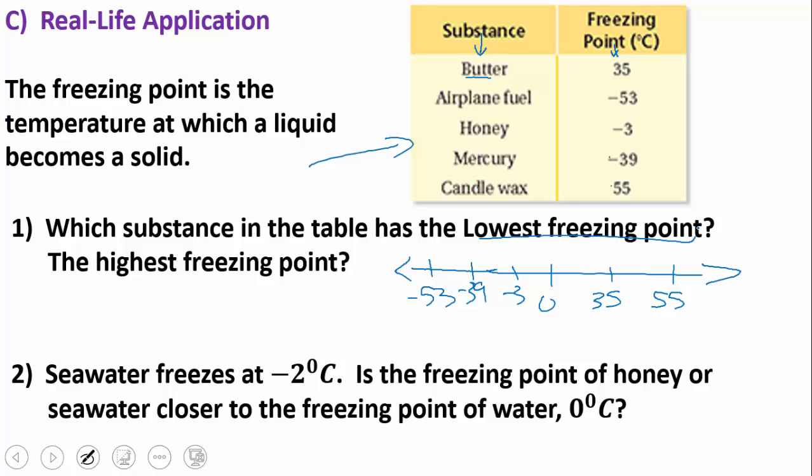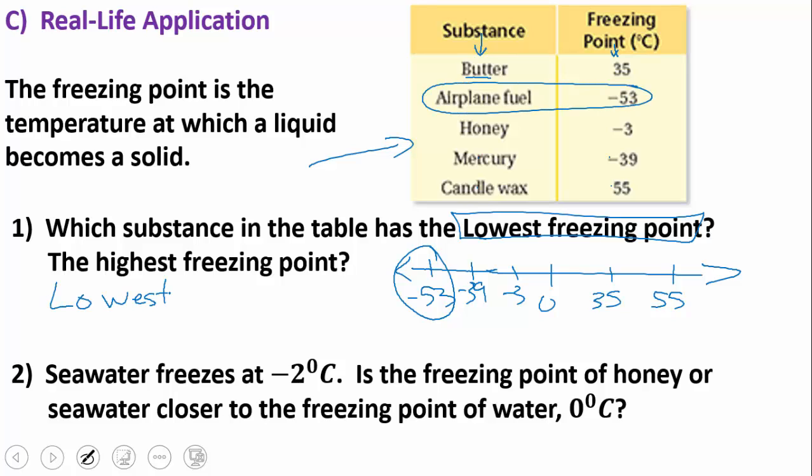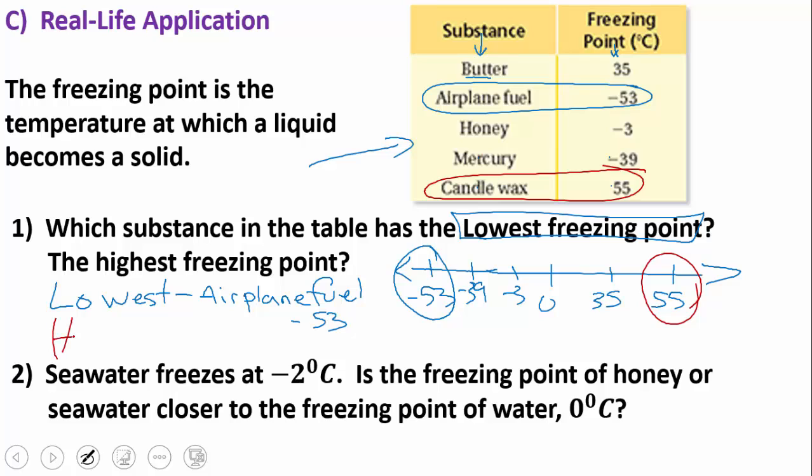Which one is the lowest freezing point? Well, the lowest freezing point is going to be right here, negative 53, and that happens to be airplane fuel. So the lowest, airplane fuel. All right? And that's negative 53. Our highest is our highest number on the number line, and so that's going to be candle wax. So the highest freezing point is candle wax at 55 degrees Celsius. I should have written that in the other one.